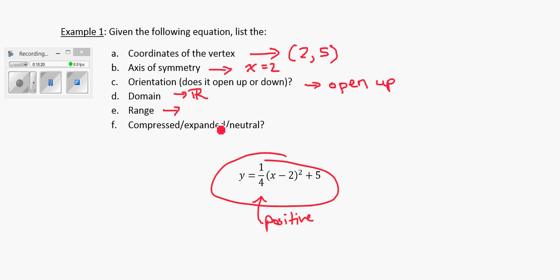And our range, okay, because this opens up, I'm just going to draw something here. That means that we have a minimum. So it's going to be y is greater than or equal to 5, because y can only go up from that minimum. Is it compressed, expanded, or neither? Well, this one, the absolute value of a is less than 1. So this one here is compressed.